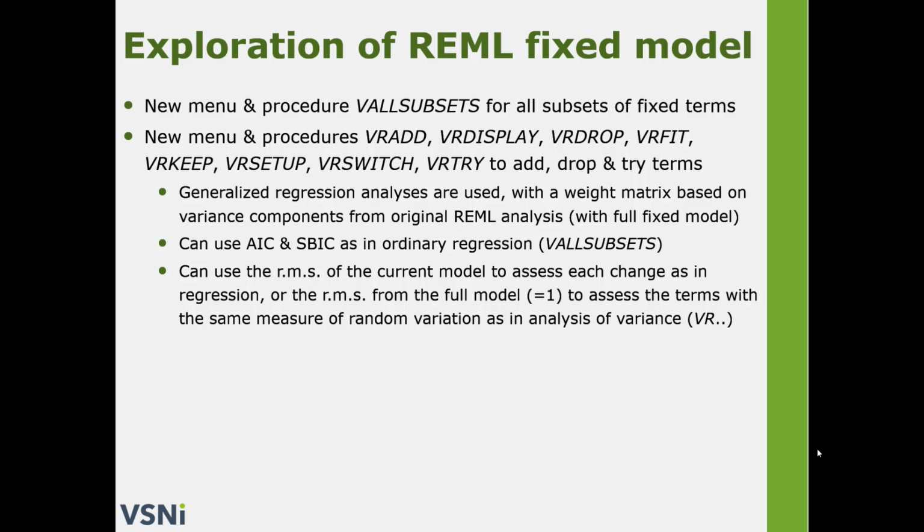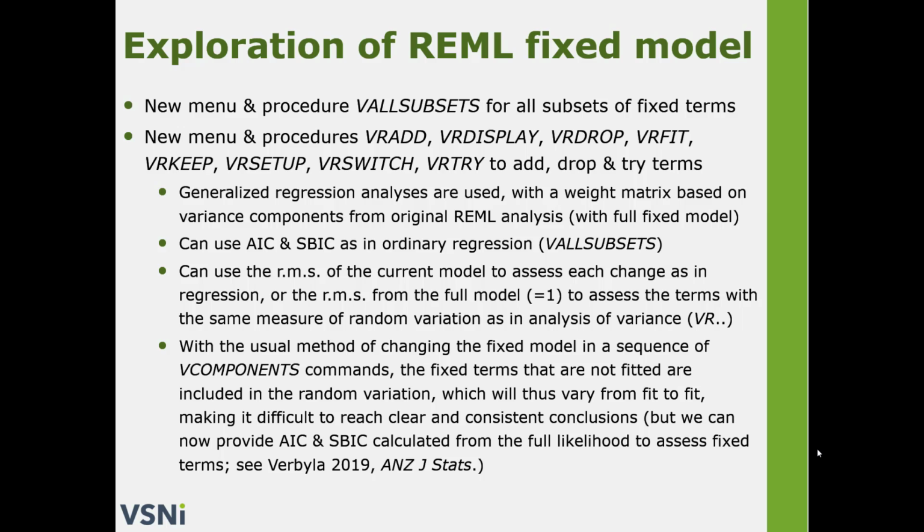Given that I come from analysis of variance as my initial specialization within GenStat, I find that particularly attractive. In contrast with the usual method that you might use to look at the fixed model, where you change it by dropping or adding terms in a sequence of VCOMPONENTS commands, the fixed terms that you're not fitting will be included in the random variation, and that's going to vary from fit to fit, just as it does if you use ADD, DROP, SWITCH and TRY in ordinary regression. Now, because it's varying from fit to fit, I think that can make it quite difficult to reach clear and consistent conclusions. My preference would be to do it the ANOVA way, but of course you have the opportunity to make your own mind up on this.